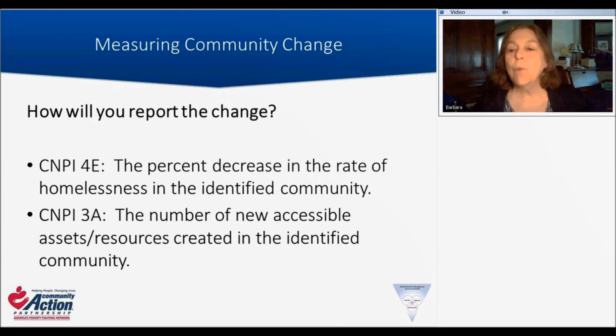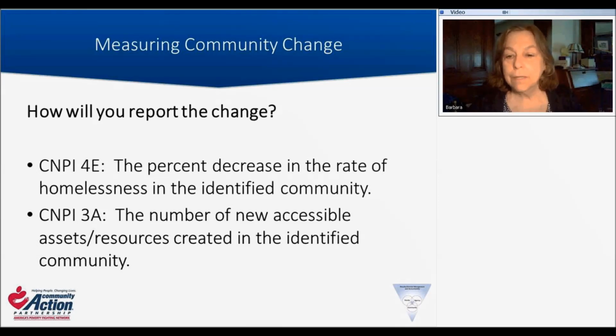How do you then report that change? On the annual report, we picked out two of the possible ways that you could report this project. The decrease in the rate of homelessness in the identified community, that's Community National Performance Indicator 4E, or the 3A, which is about the number of new accessible assets or resources in those day facilities and in the temporary shelters. So this is a quick example of how you walk through the need, how you look at the factors, how you identify the outcomes, the strategies, and then the indicators.